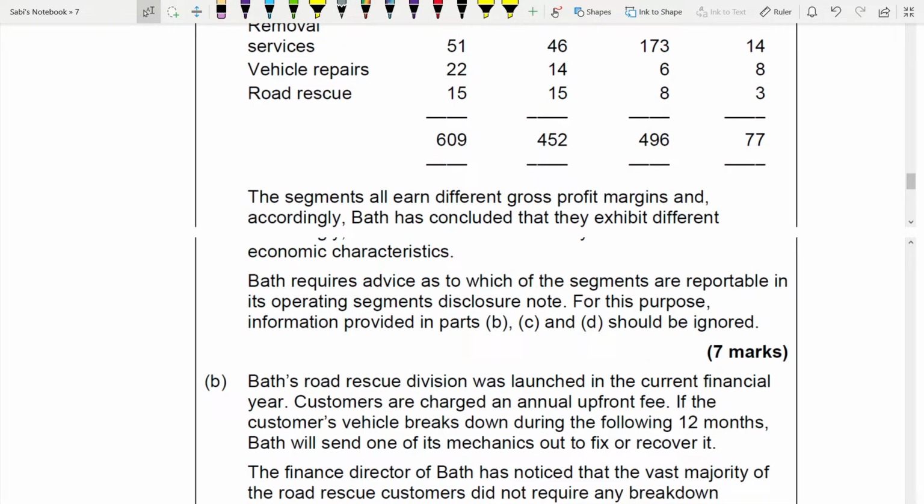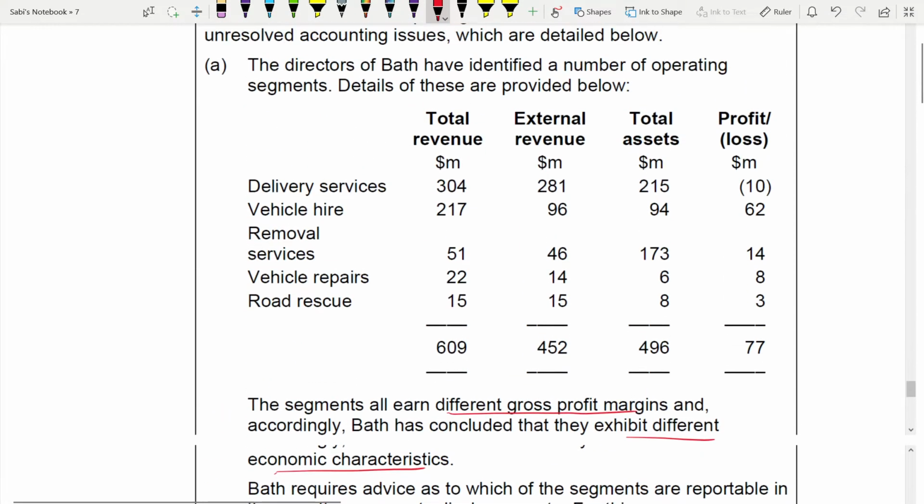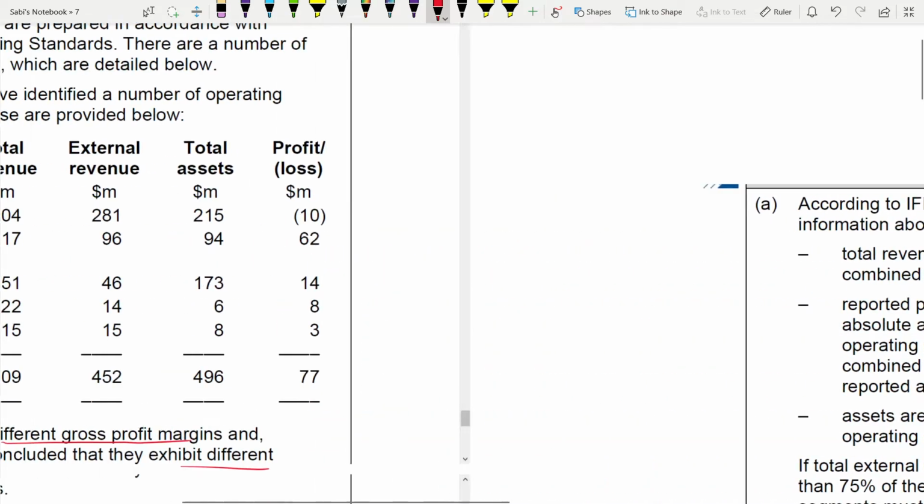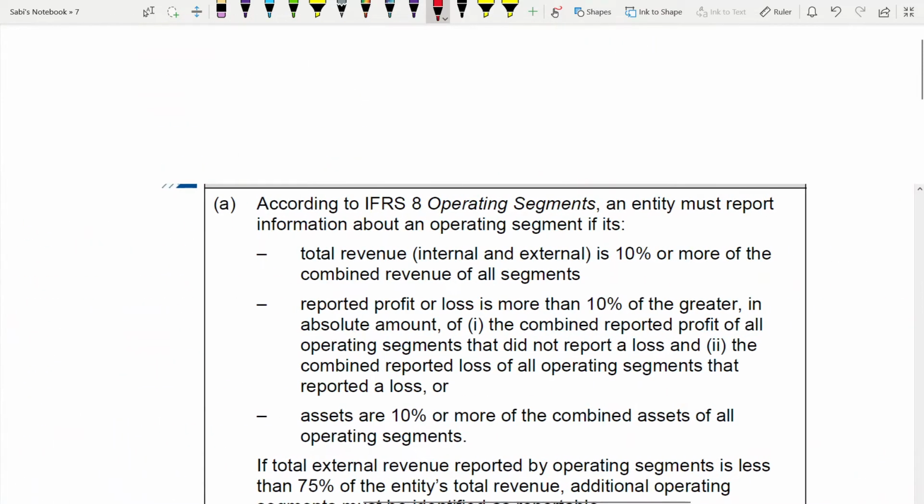Segments all earn different gross profit margins, and accordingly Bath has concluded that they exhibit different economic characteristics. First one is different gross profit margin and different economic characteristics, also all operating segments, right? Now Bath requires advice on how these segments are reportable in its operating segment disclosure note. For this purpose you can ignore A, B, C and D. How many do you have? Let's see: 1 2 3 4 5 6. Let's see how. This is purely knowledge.